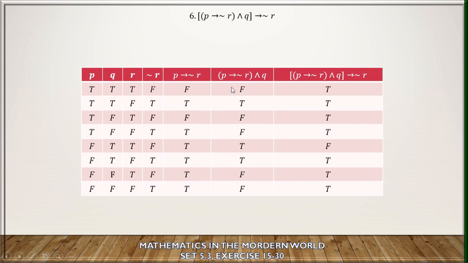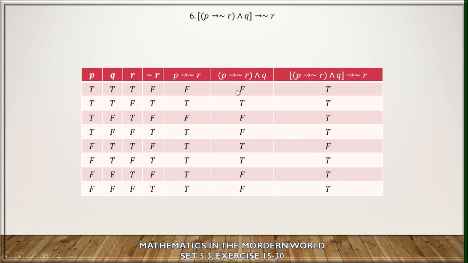And the conjunction of the conditional P, then not R, and Q. This one, then Q. So false, true is false. True, true is true. False, false is false. True, false is false. True, true is true. True, true is true. True, false is false. And true, false is false.